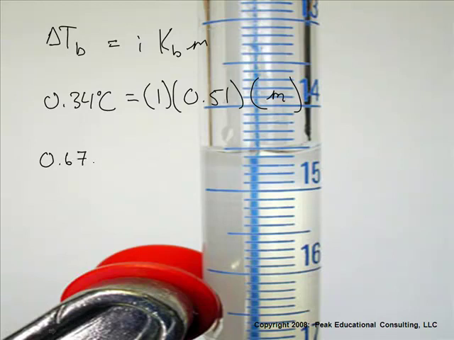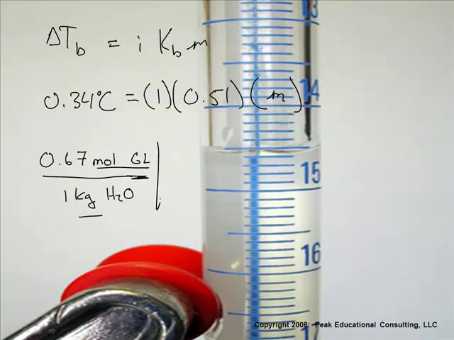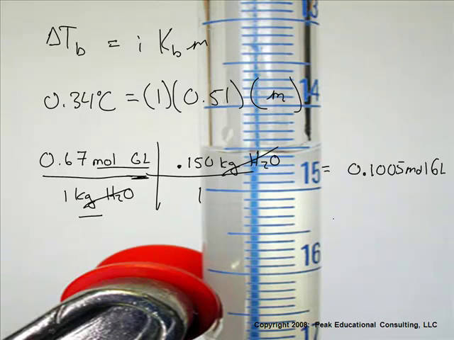And now watch how I do this. I'll say moles of glucose, we'll call it GL, per 1 kilogram of water. Now, what I care about is the moles of glucose. But I don't have 1 kilogram of water. If we go back to the problem, we find we have 150 grams of the water. So I'll take 0.150 kilograms, I've just converted grams to kilograms, over 1. And this is the water. The kilograms of water cancel. And what do we get? 0.1005 moles of glucose.